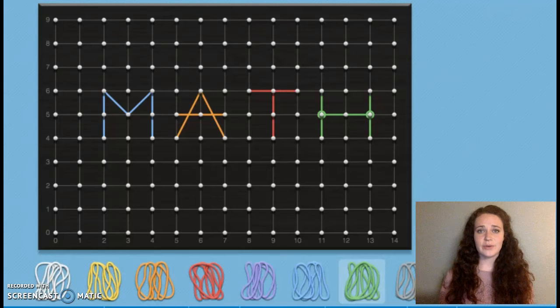So that is how you prove two figures congruent through translations, rotations, or reflections.